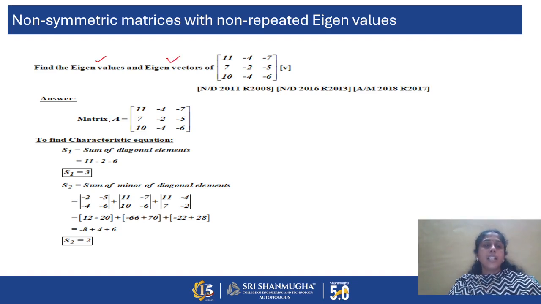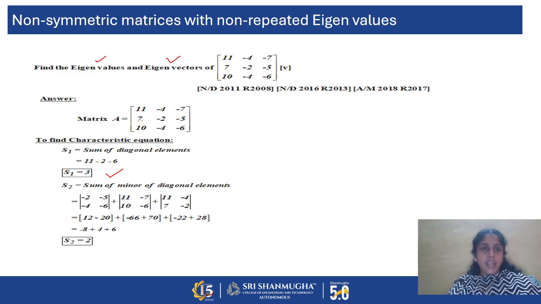So let me take the given matrix as A. My very first job is to find the characteristic equation. To find the characteristic equation, S1 is the sum of main diagonal elements. So S1 is equal to 3, and S2 is the sum of minors of diagonal elements, which means the same thing I explained here.